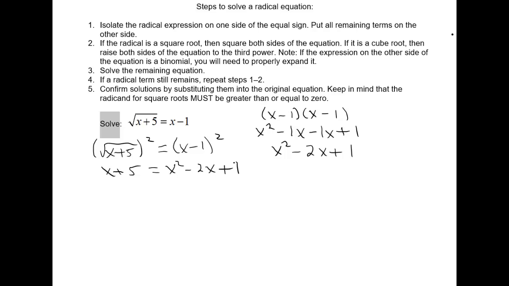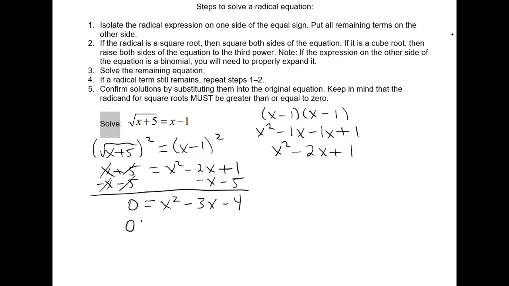Since we have a quadratic equation, we need to set the equation equal to 0. So we're going to subtract x and 5 from both sides of the equal sign. On the left-hand side, we'll have 0. And on the right-hand side, we have x squared minus 3x minus 4. Our next step is to solve the quadratic by factoring. So x squared minus 3x minus 4 factors to x minus 4 times x plus 1.